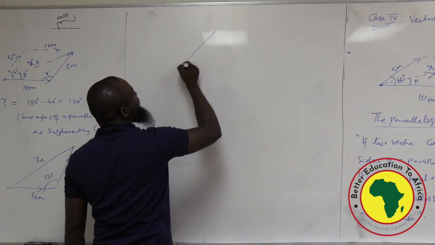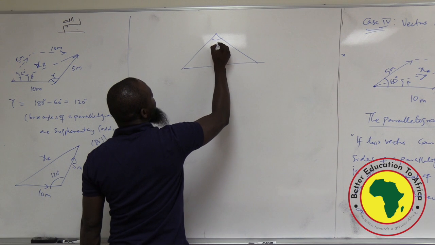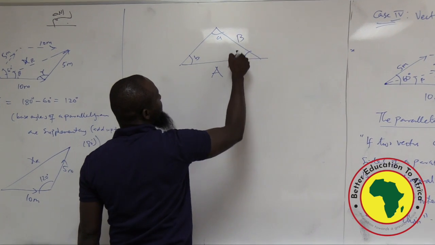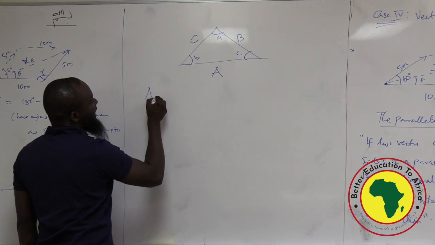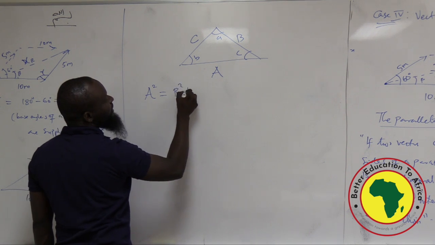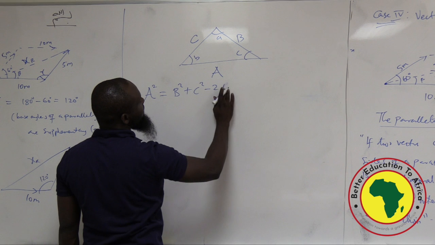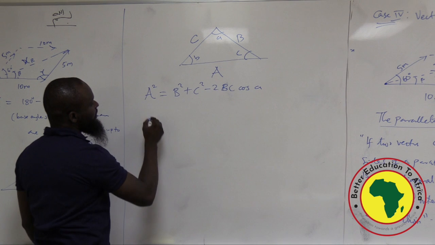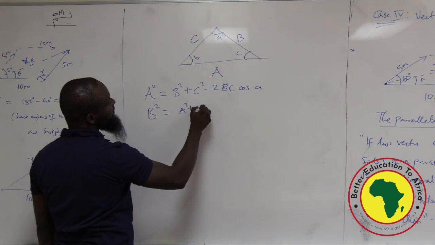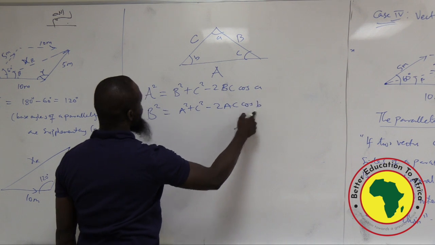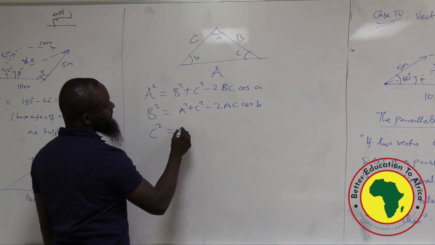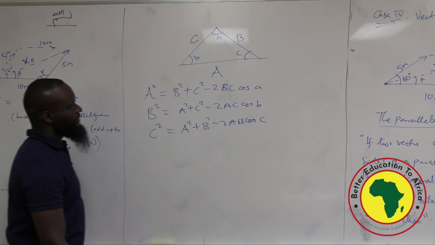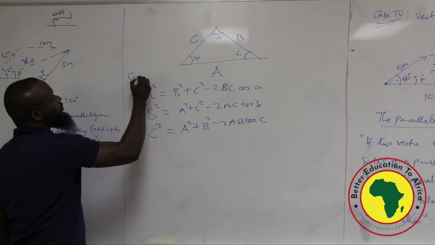The cosine law says if I have a triangle like this of angle A, B, and C, such that the line facing angle A is line A, the line facing angle B is line B, the line facing angle C is line C, I can get A square as B square plus C square minus 2BC cosine A, the angle facing the line I'm looking for. If I'm looking for B, B square is A square plus C square minus 2AC cosine B. If I'm looking for C, C square is A square plus B square minus 2AB cosine C. Okay? That is what we call the cosine rule.